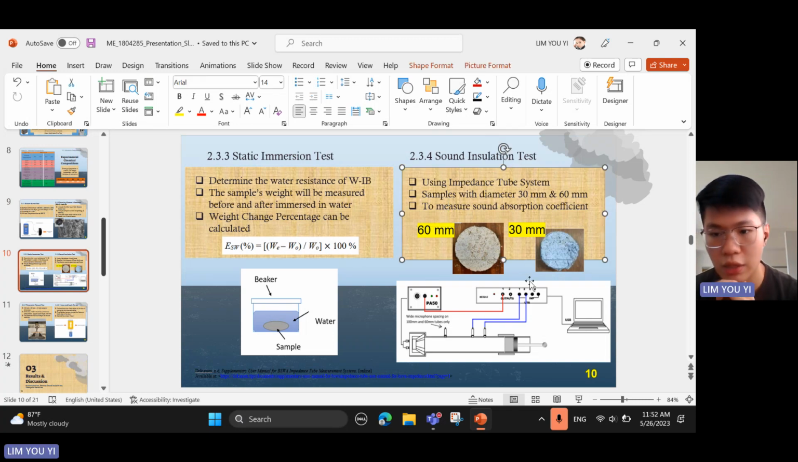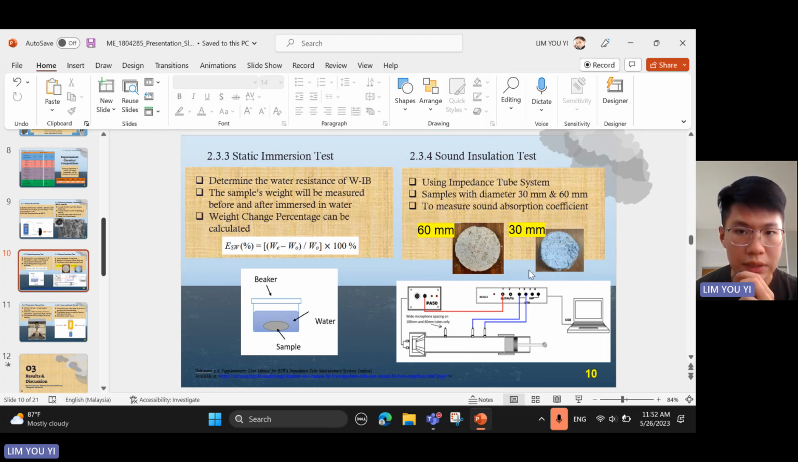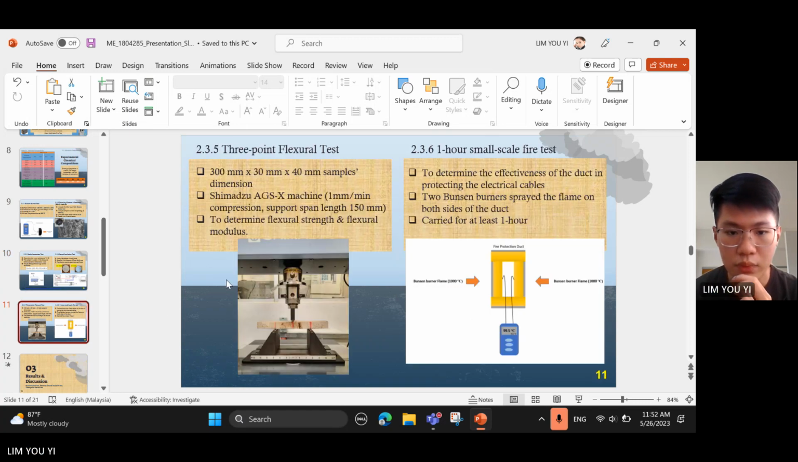Furthermore, the sound insulation test allows us to determine the sound absorption coefficient of the WIB. In other words, the higher the sound absorption coefficient, the better the ability of the WIB to absorb sound, and the lesser the noise released to the surroundings. The three-point pressure test allows us to determine the pressure strength and pressure modulus. The higher the pressure strength, the more force the prototypes can withstand. The higher the pressure modulus, the better the prototypes can resist bending.